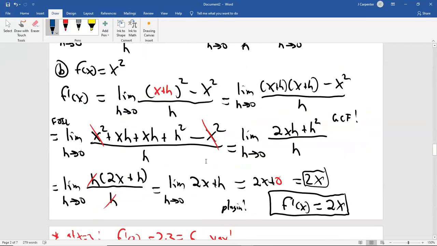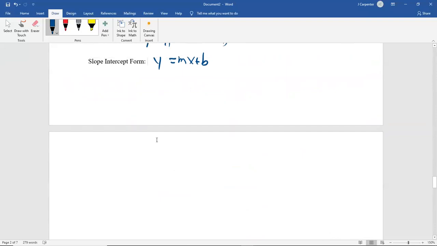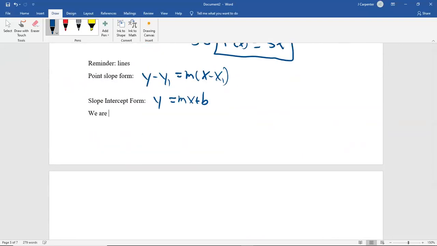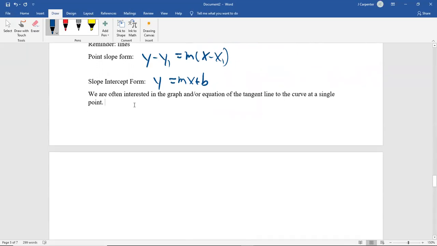Or if we put that dotted line here, what would the equation of that line be? So let me redraw this, that stuff up, but with tangent lines instead of secant lines. So we are often interested in the graph and or equation of the tangent line to the curve at a single point. So to get the line, we got to know how to put things in point slope form and get slope intercept form out of it.